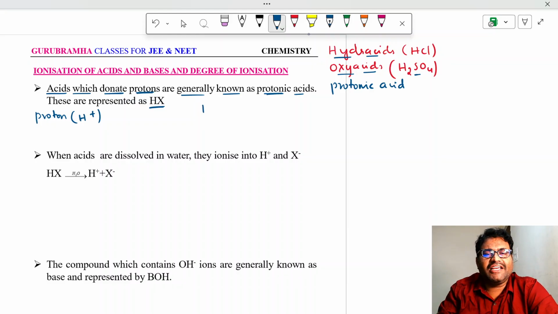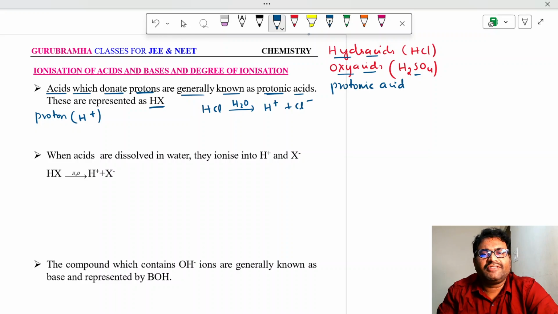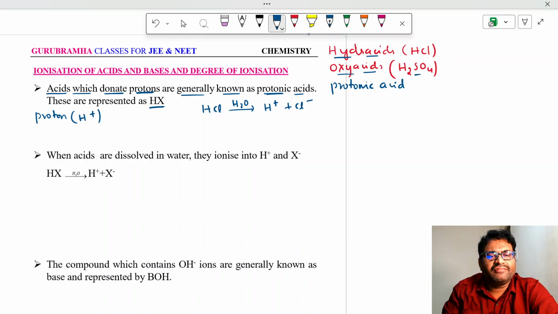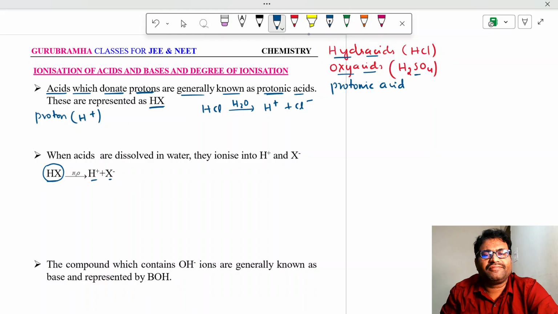See, for example, HCl, when dissolved in water, releases H plus and Cl minus. Is it able to donate a proton? Yes. Here, a hydra acid represented as HX, when dissolved in water solvent, releases H plus and X minus. They are releasing this H plus, they can donate this H plus. What is H plus called? Proton.